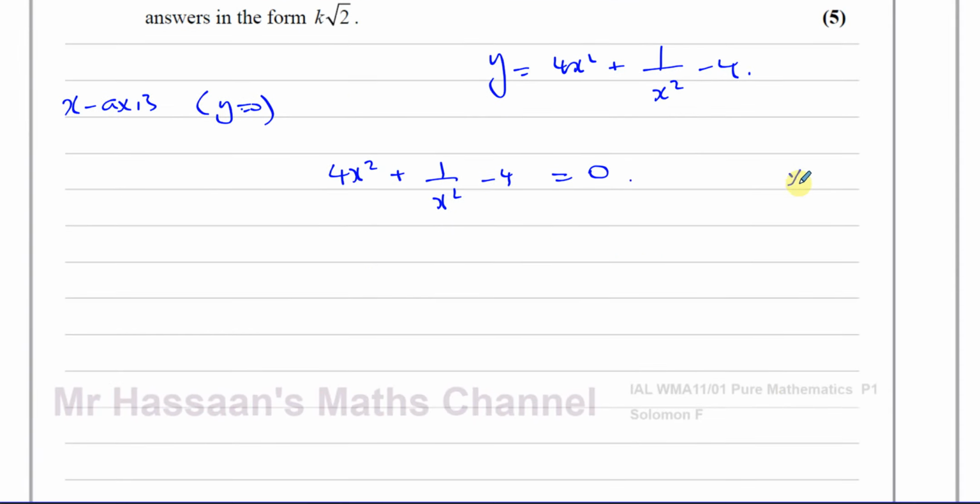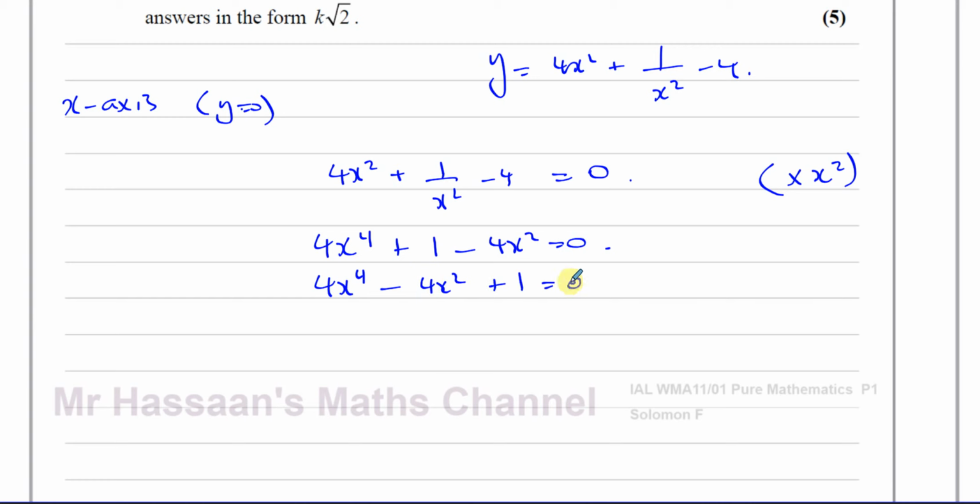Now the first step in solving an equation like this is to get rid of the fraction. So if I multiply both sides by x squared, this becomes 4x to the power 4 plus 1 minus 4x squared equals 0. So we end up with 4x to the power 4 minus 4x squared plus 1 equals 0. Now what we have here is what's called a disguised quadratic. You have a term x squared, and this is the square of that term, x to the power 4.